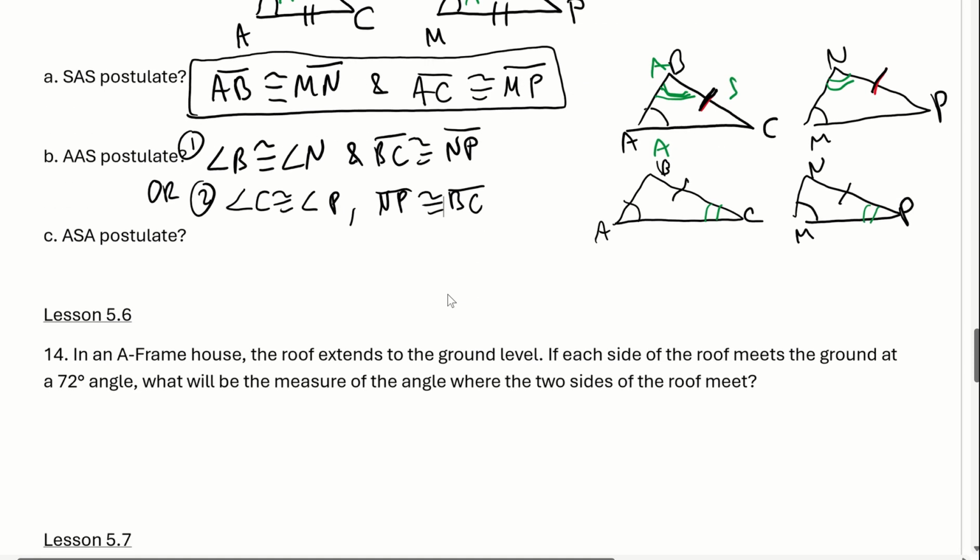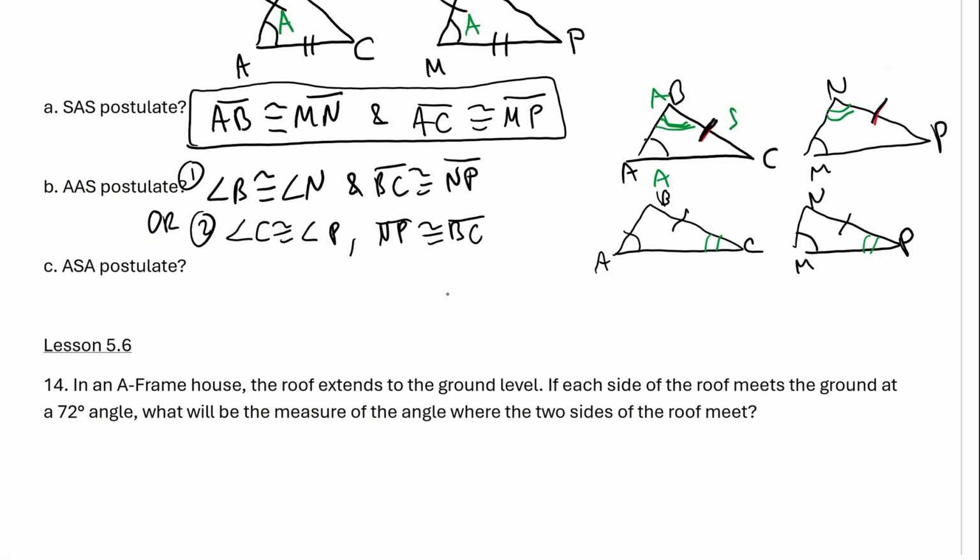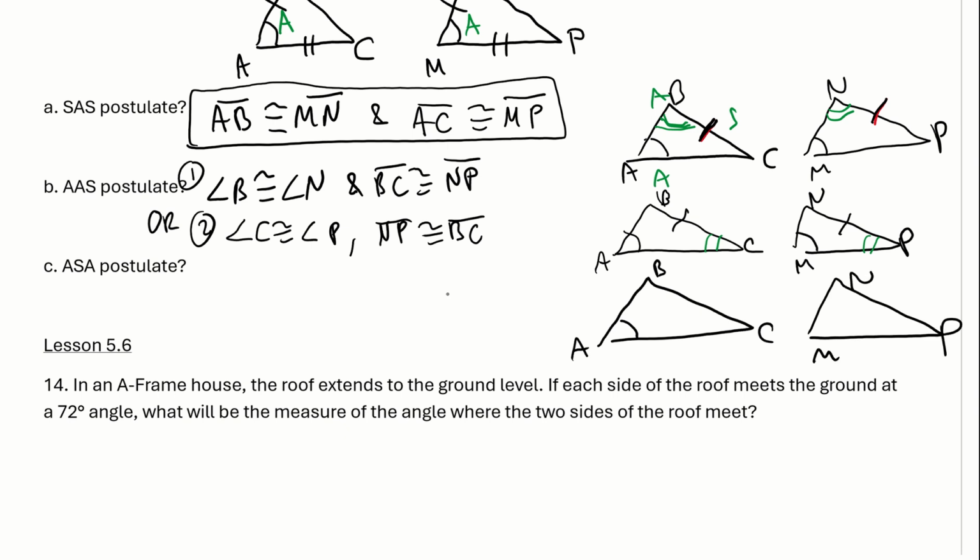And then ASA. So ASA, we know that these were congruent, so that means ASA. So we could figure out AB is congruent to MN.